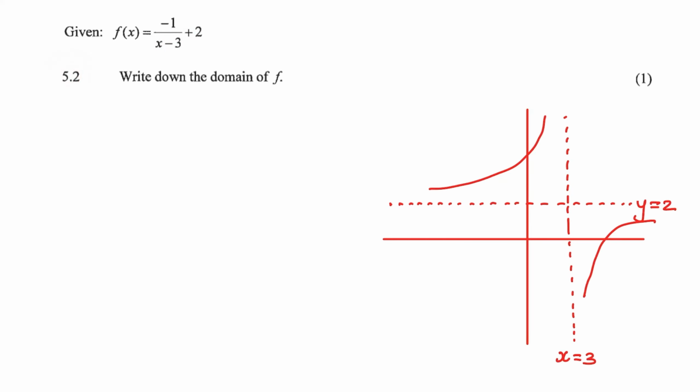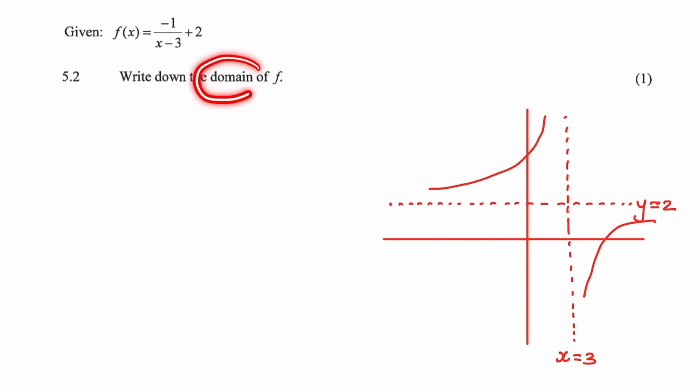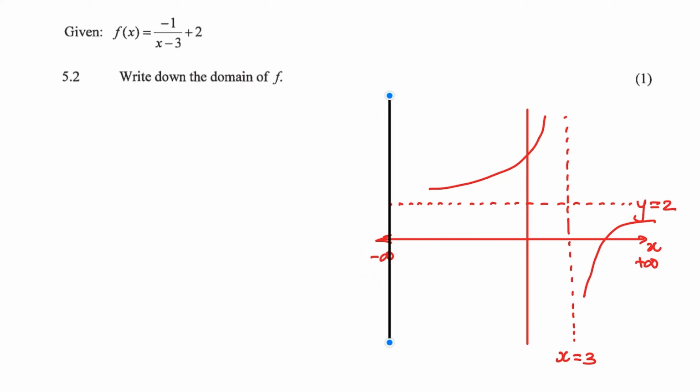5.2. Write down the domain of f. Now the domain refers to all the possible values of x. So imagine I take a vertical line and I move it along the x-axis starting from negative infinity. At negative infinity, we know that this graph will intersect with that vertical line, and then as I move it on, it will always intersect with the graph, except for where x is equal to 3.